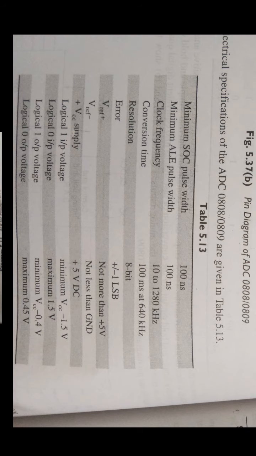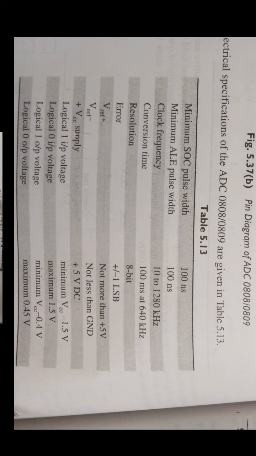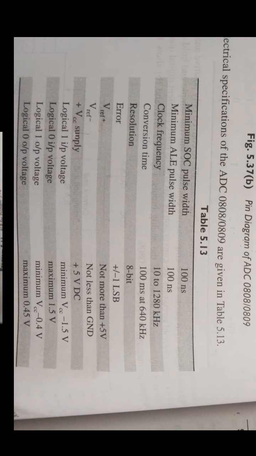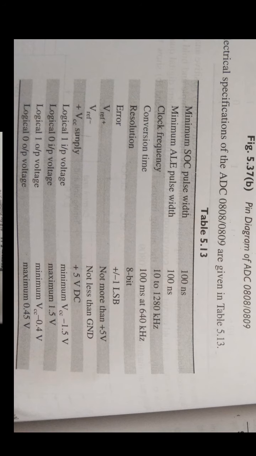Logic 1 input voltage ranges from a minimum of VCC minus 1.5 volts, and logic 0 input voltage maximum of 1.5 volts can be there. Logic 1 output minimum is VCC minus 0.4. This is the range of the logic 1 input value. If it goes below 0.4 volts, it will not be considered a logic 1 value. The logic 0 output maximum value is 0.45.